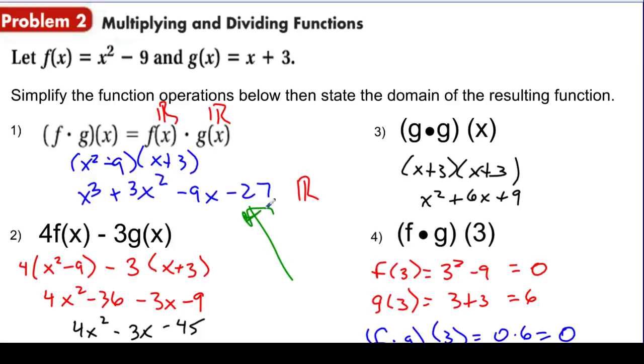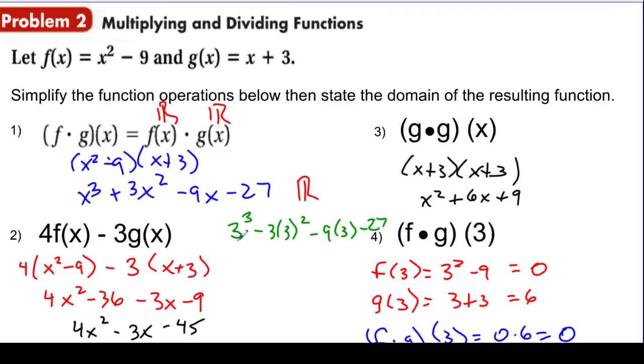Right? If you notice, this resulting function here is f times g of x. So if I were to plug in 3 into each of these expressions, let's find out what happens if I do it to the f times g of x expression. Right? So we're going to do that off to the side here, and I'm going to say, okay, I'm plugging in a 3 into this new function. So it's 3 cubed minus 3 times 3 squared minus 9 times 3 minus 27.